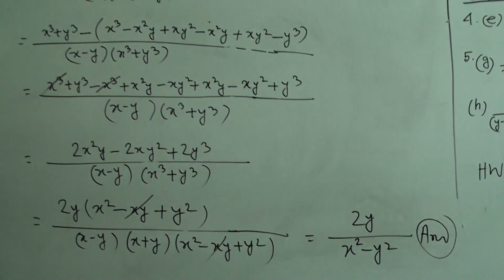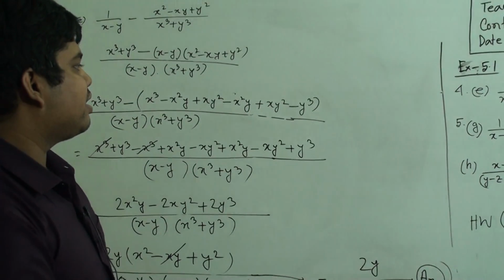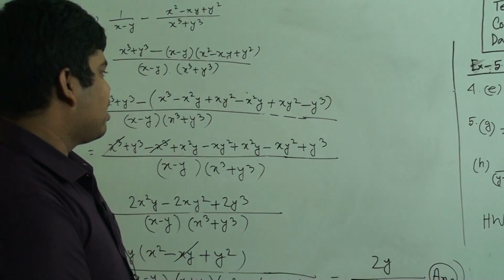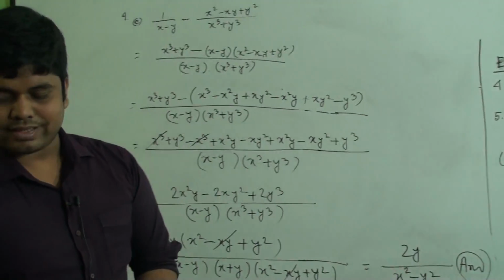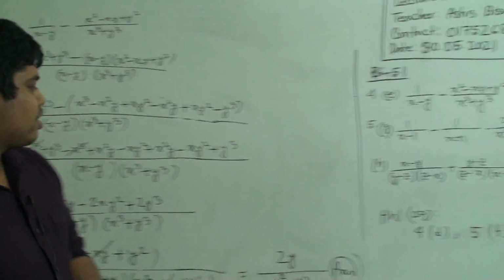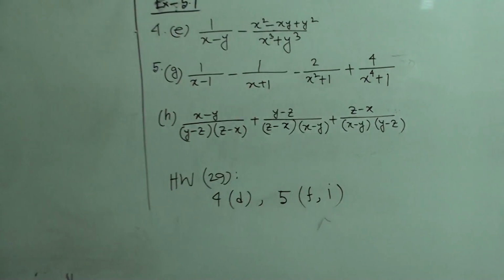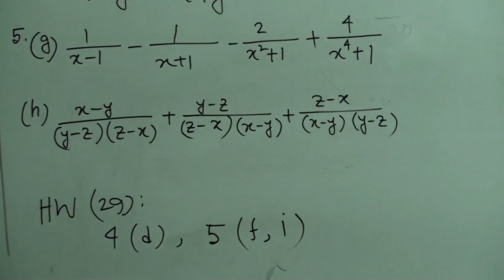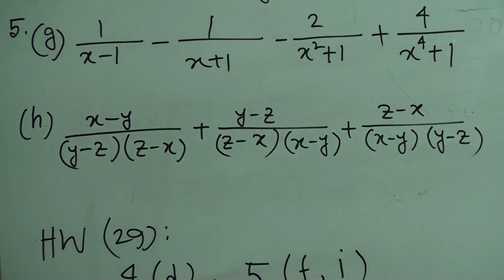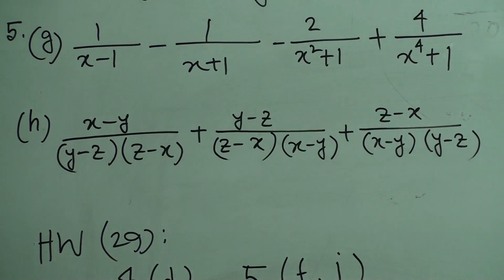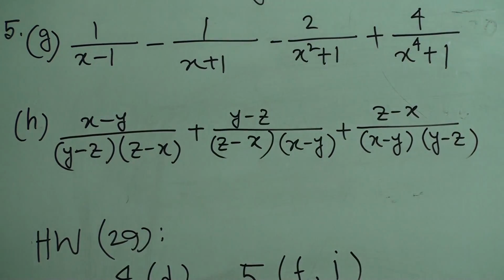Then we shall solve simplification, my dear student. In this problem, addition and subtraction both are present. Okay, we solve 5 number now. 5 number question is simplification. So first of all we solve G number question.